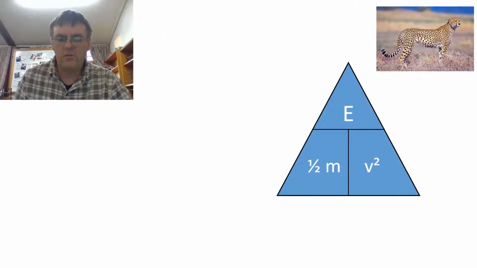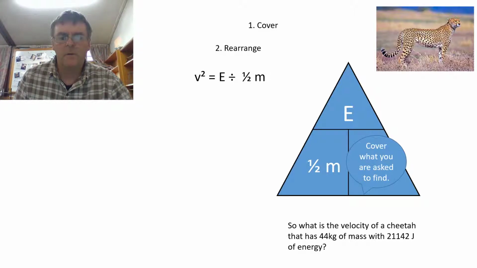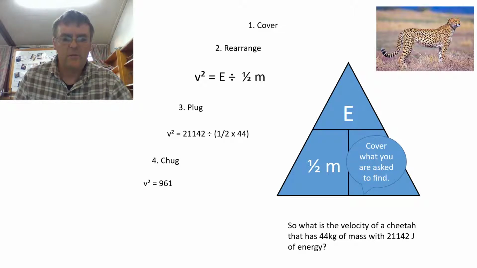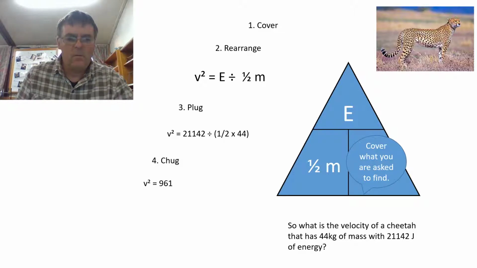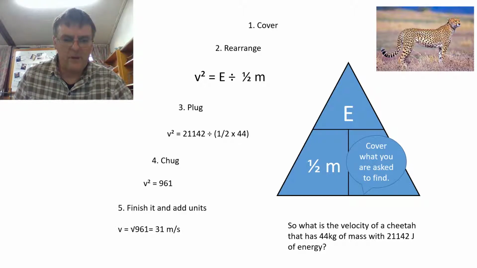Let's try the velocity version. What's the velocity of our cheetah? Once again, cover up what we're looking for, the velocity. Okay, rearrange the equation. Velocity squared is energy divided by half the mass. Plug in some numbers. There we go. Chug through some maths, and we end up with velocity squared equals 961. We've got a final step to do to get back to where we need to be. This is velocity squared, so we need to do the reverse of squaring, which is taking the square root of 961, and that's that there.